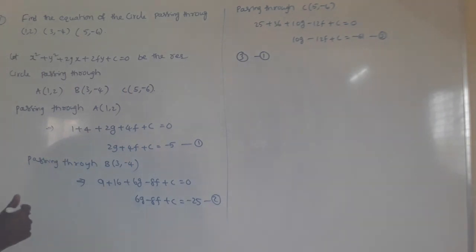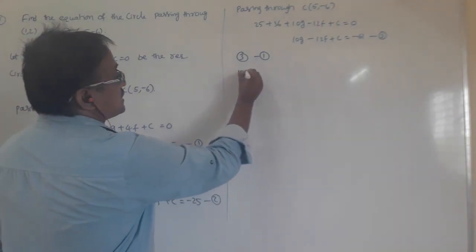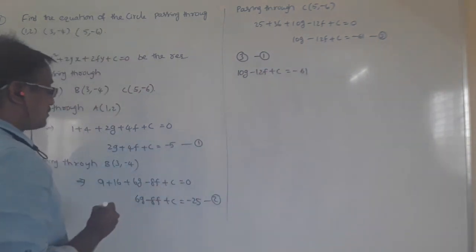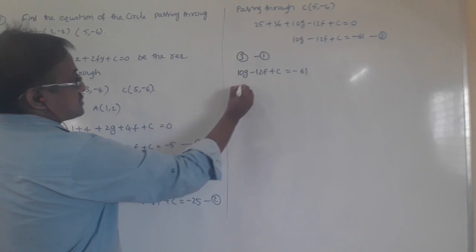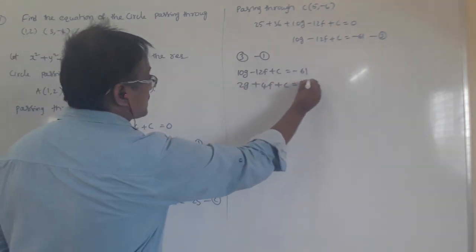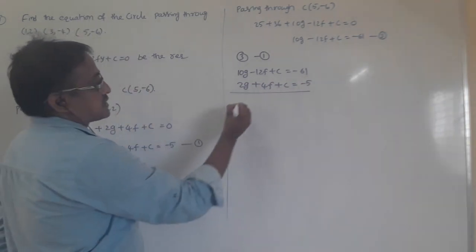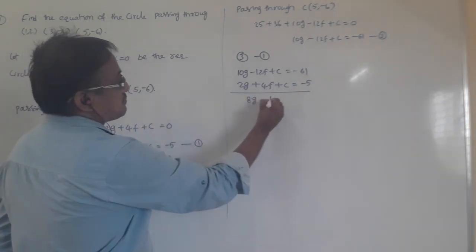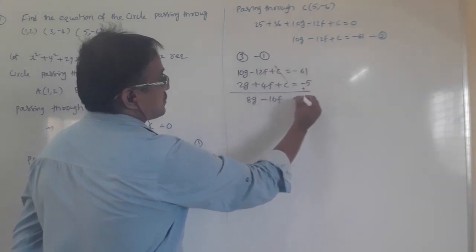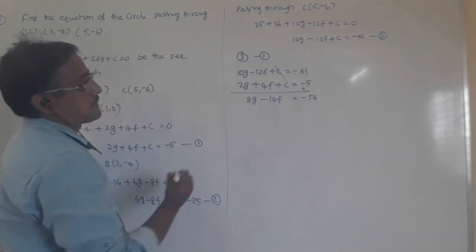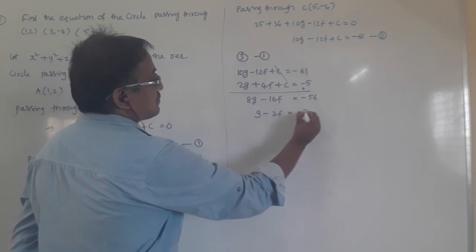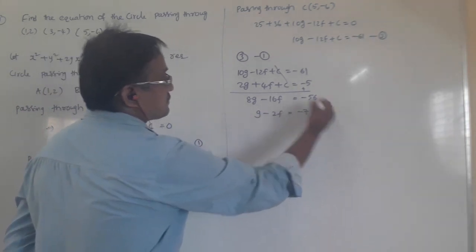Now 3 minus 1. What is 3 here? 10g minus 12f plus c is equal to minus 61. Equation 1 is 2g plus 4f plus c is equal to minus 5. By subtracting, you will get 8g minus 16f, c will be cancelled, is equal to minus 56. So g minus 2f is equal to minus 7. Let it be equation 4.